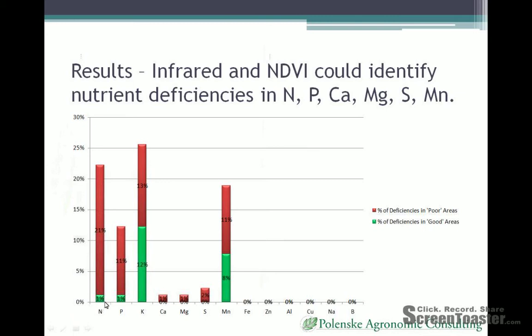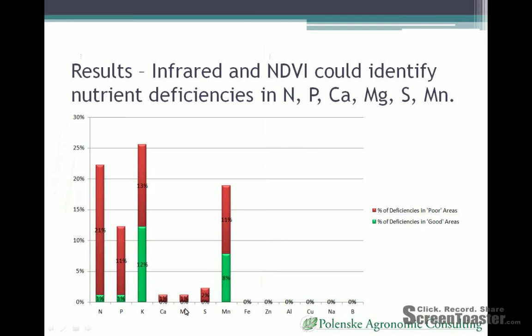In this case, only 1% of the good areas were deficient in nitrogen, but 21% of the poor areas were deficient in nitrogen. Phosphorus, same situation: 1%, and then it jumped to 11% deficiencies in the poorer areas. Now potassium, it was pretty much equal, poor and good areas, and I'll touch on that a little bit more, and that's why I don't have potassium listed up here, because it seemed like that NDVI or infrared stress index really didn't tell us whether it was going to show up for potassium or not.